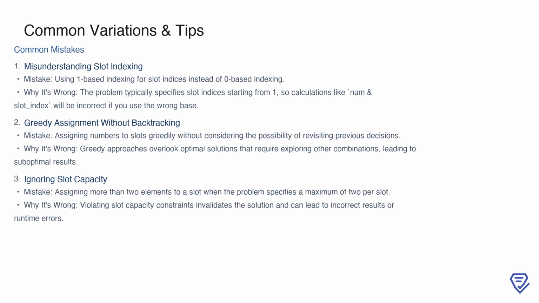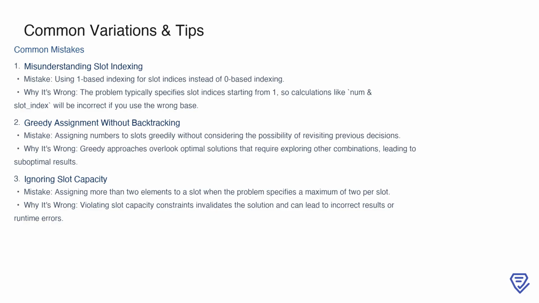Another common mistake is relying on greedy assignment without backtracking. While it might seem efficient to assign numbers to slots greedily, this approach often overlooks optimal solutions that require revisiting earlier decisions. To maximize the AND sum, you need a strategy that explores different combinations, not just the first feasible choice.